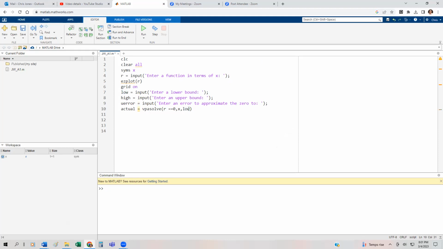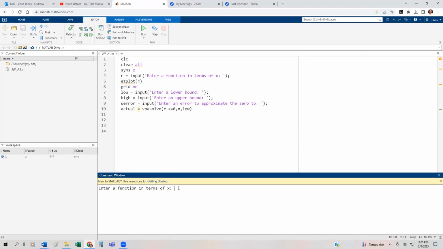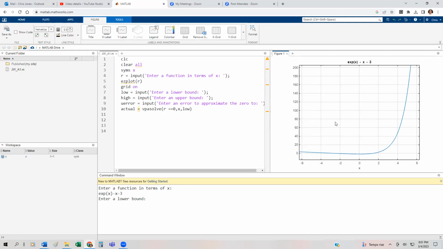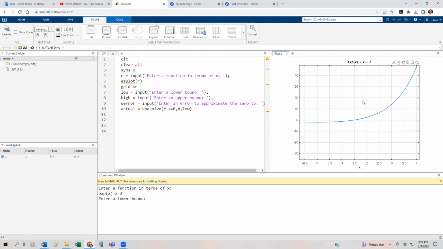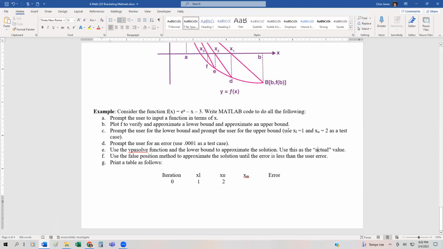Let me go ahead. I'm just going to leave this unsuppressed, and I'm going to run this to show you what happens, and hopefully I didn't make any syntax errors. So I'm going to enter the function: exp of x minus 3, I think was the function that we're testing with. And then it should plot over here. We can zoom in, and I believe that we've used 1 and 2 as a pretty good indicator for this. It looks like I said use 1 and 2 for the test case.